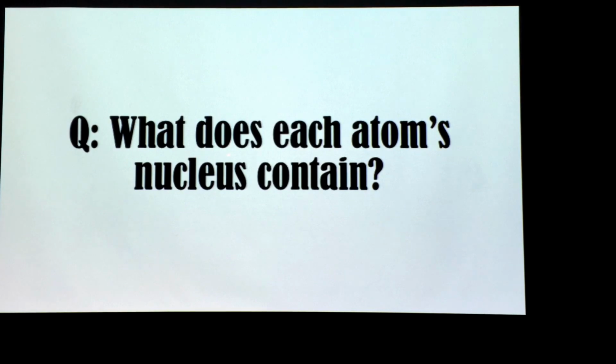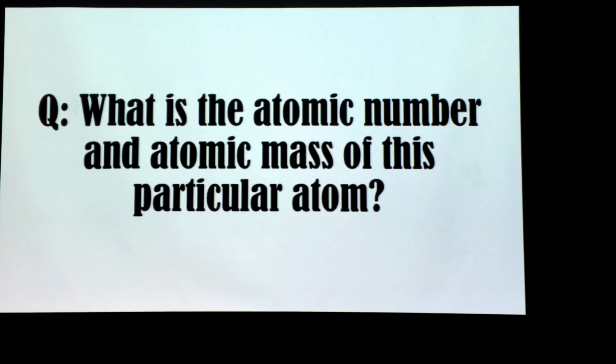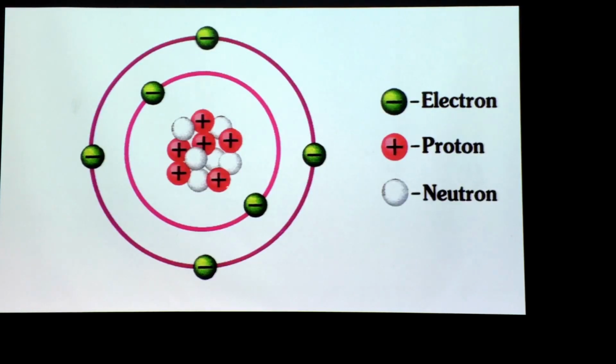Okay, another question: what does each atom's nucleus contain? We know what an atom is made up of: protons, neutrons, and electrons. But what specifically is inside just the nucleus? And the answer is protons and neutrons. And then what orbits around the nucleus? Those are the electrons.